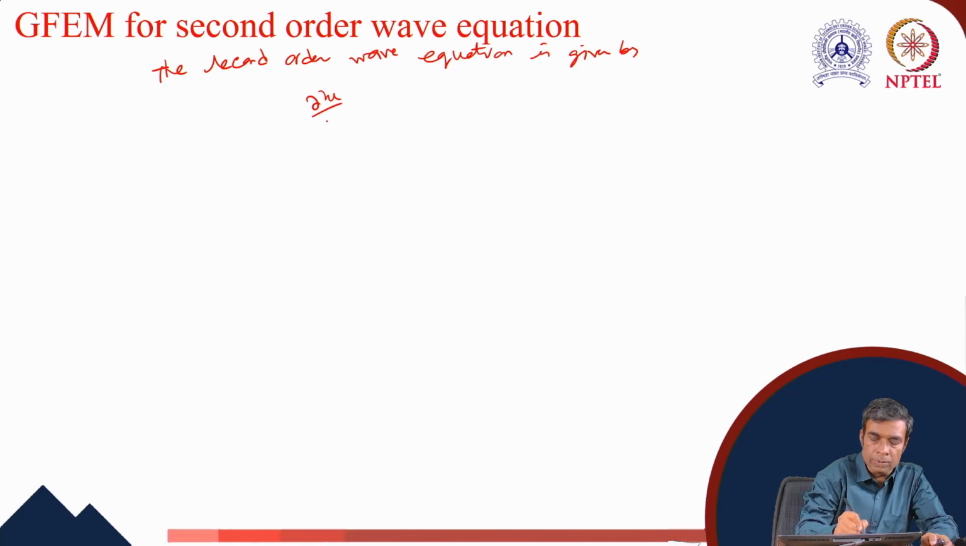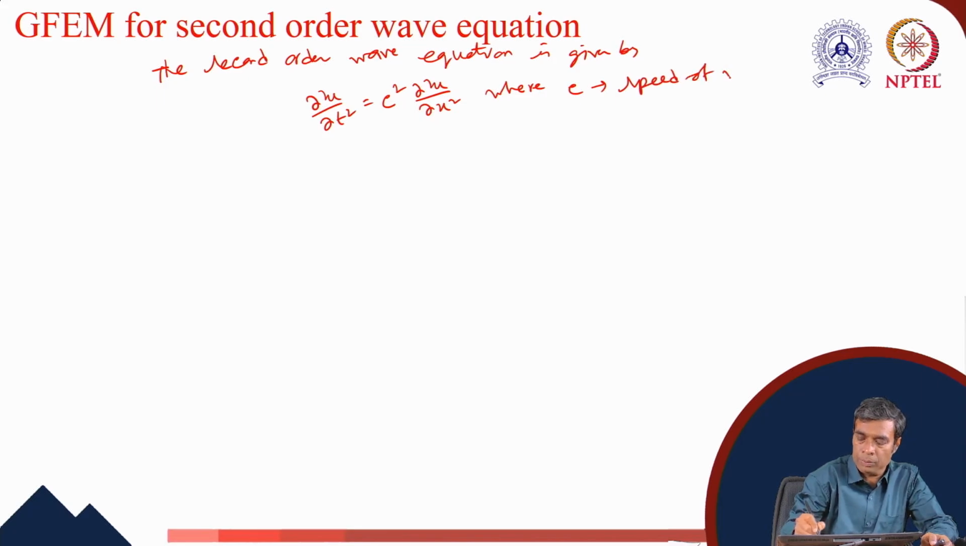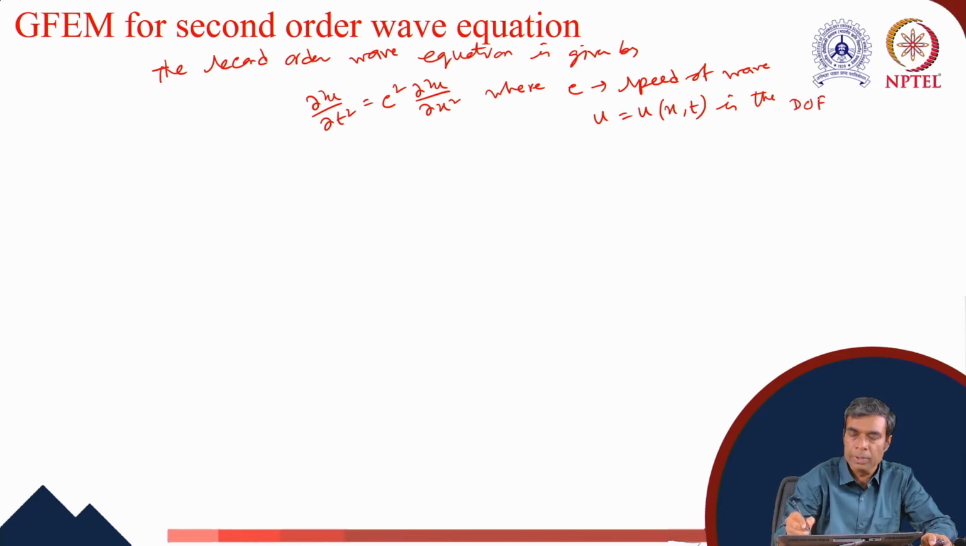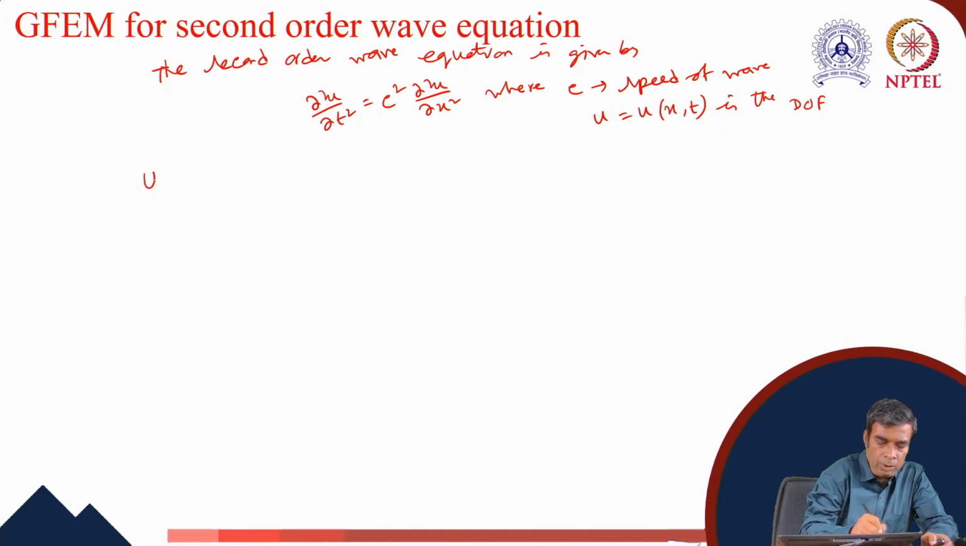del 2u del t2 equals c square del 2u del x2, where c equals speed of wave, u equals u of x and t is the transported quantity or the DOF. So in this case, we ignore the source term. So we shall use the Galerkin FEM formulation.